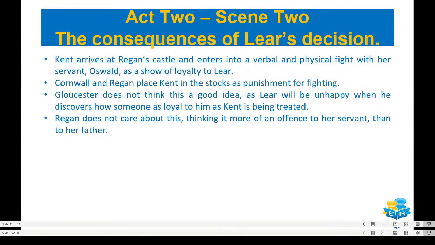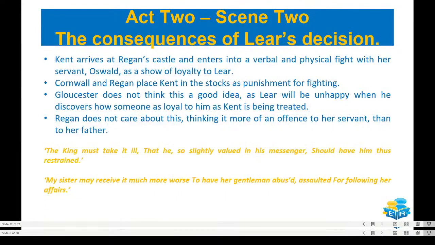It's this idea, the two sisters, they've gotten their feet under the table. They've gotten what they wanted. They've hoodwinked their father into getting his kingdom. And now they're actually treating people in his inner circle like they're putting Kent in the stocks, and they don't actually care. Alright? And they're punishing him.